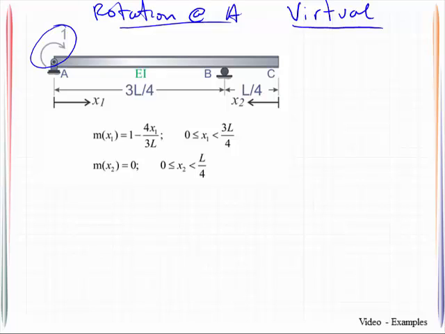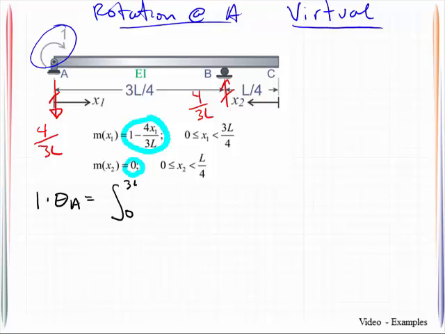Based on this applied moment, we can compute the reactions here, which would be 4 over 3L. And equilibrium then tells me that this has got to be 4 over 3L. And it is that which is used to develop the moment equations that we see right here. Please notice that for segment BC, the internal moment is 0. Thus, we can write our virtual work equations as follows.